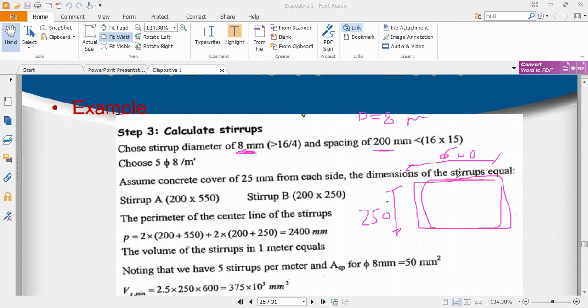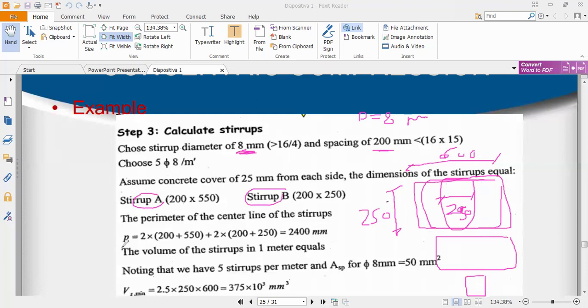We have another step, because if we have constraints, it doesn't increase beyond 250. We have two strips, strips A and strips B outside. This is strips A, and this is strips B, at the corners.